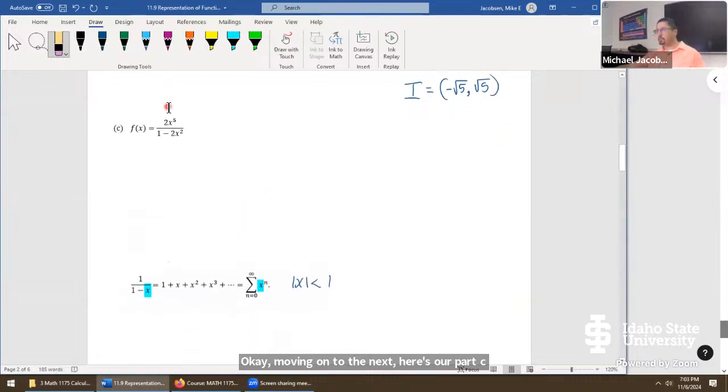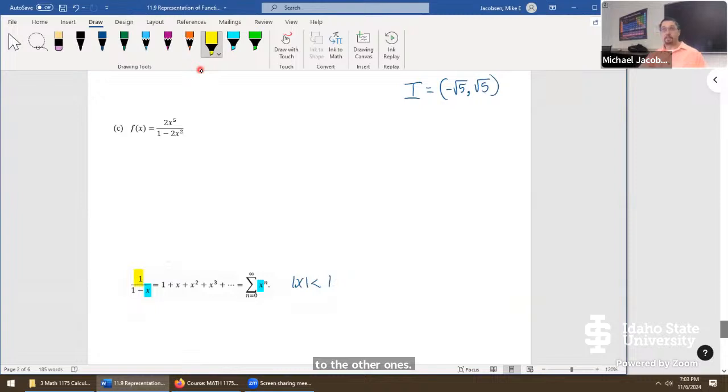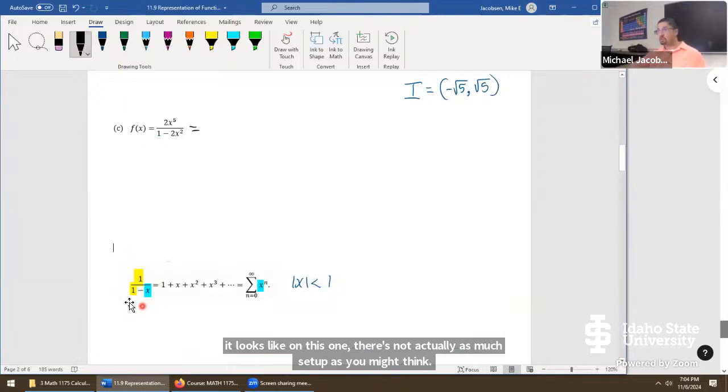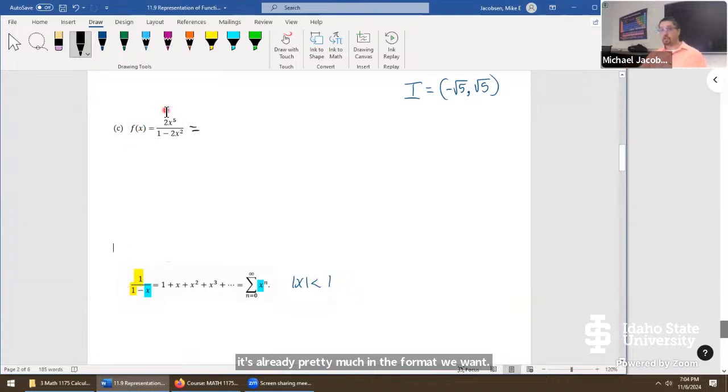Seems to have a lot of stuff going on with it compared to the other ones, but our goal is to first get a 1 here. If we can make that happen, we're on track. We need a 1 right here, and we already have that, so that's nice. So it looks like on this one, there's not actually as much setup as you might think. It's already pretty much in the format we want. We want to get it down to this, following it to the letter. You can factor out 2x to the power 5.